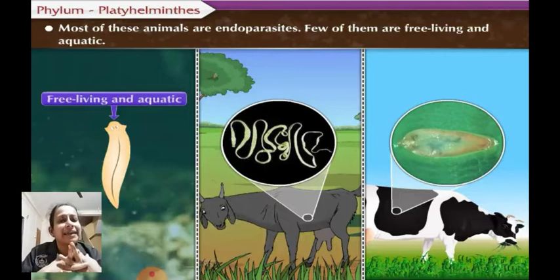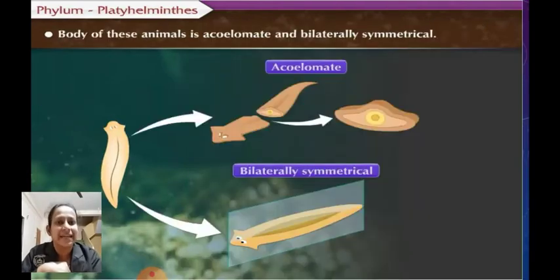So they are either free living or parasitic in nature, and if they are parasitic then they will be endoparasites, and if free living then they are mostly found in the water, like in the case of planaria, which you have heard about in the second lesson also, which has the capacity to regenerate. So this is free living and aquatic. Fine, let us see what are other characteristics.